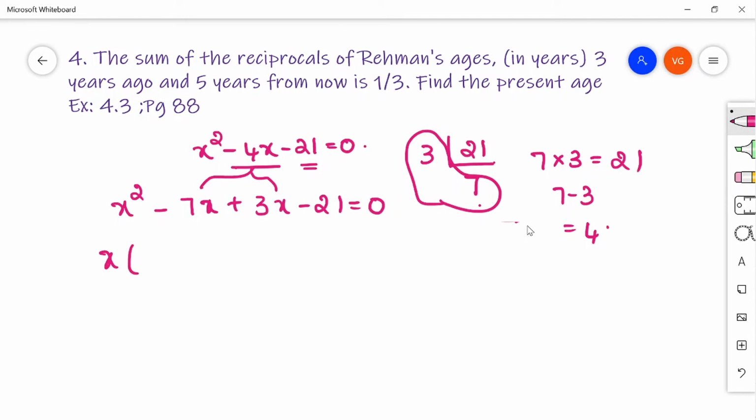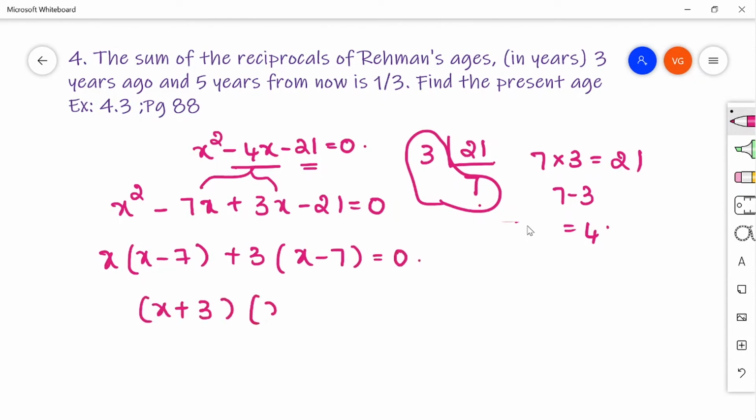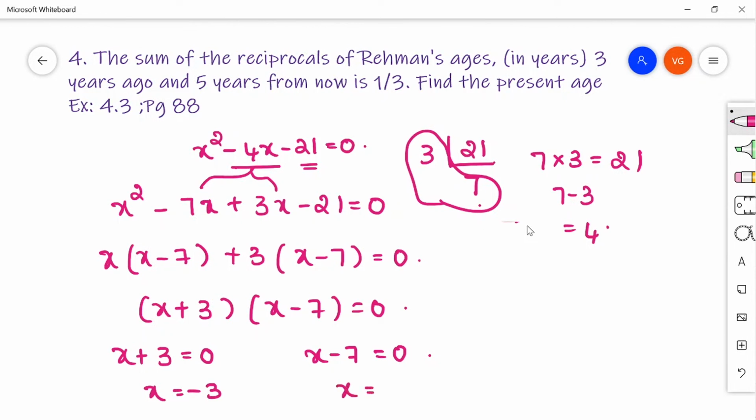So if I take x as common, I'll get x minus 7, plus 3 as common, I'll get x minus 7 is equal to 0. So this can be written as x plus 3 into x minus 7 is equal to 0. So x plus 3 is equal to 0 or x minus 7 is equal to 0. So x can be minus 3 or x can be 7.